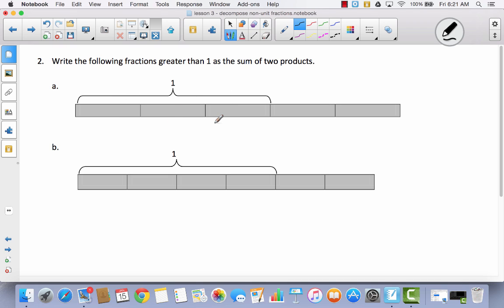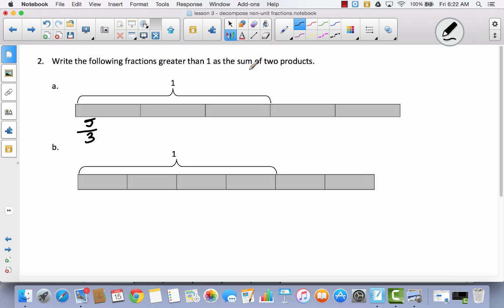So I know that these are thirds, and I have 5 of them. So I'm going to say 5 thirds. Now it tells me I'm writing this as a sum of 2 products. Well, a sum is an addition sentence, and a product is a multiplication sentence. This is going to be a little bit different because we did not do this in the journal.